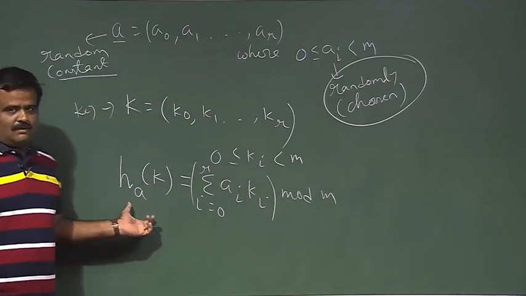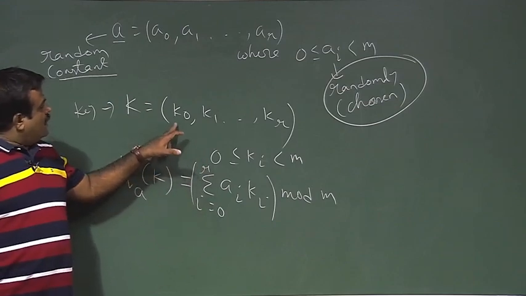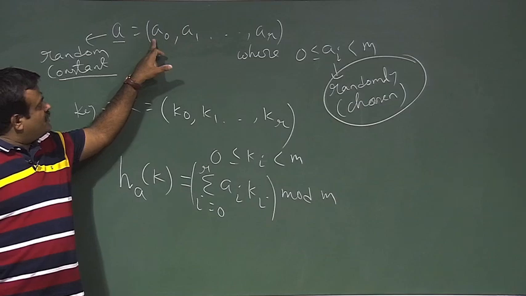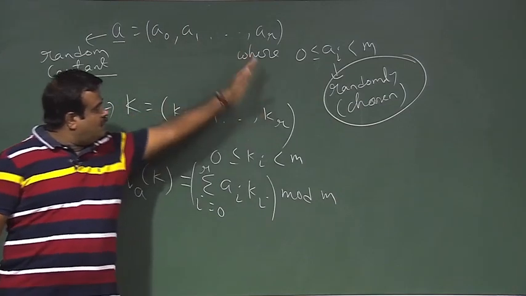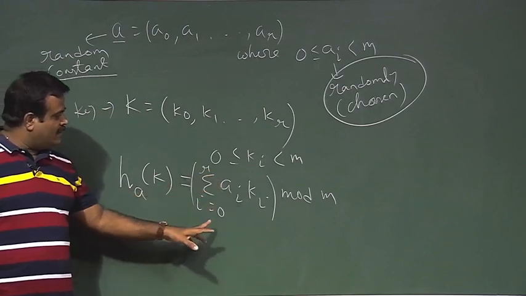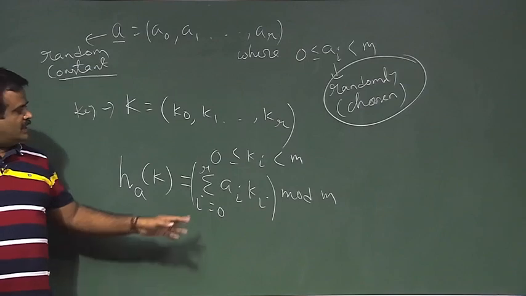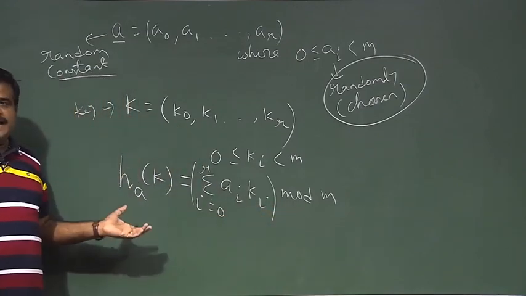So, this is basically our hash function. It is basically a0 k0 multiplication. These are all integers. So, a0 k0 plus a1 k1 dot dot dot plus ar kr, and then this inner product may be more than m, so we have to take the mod m to fit it into the table. So, this is the hash function.